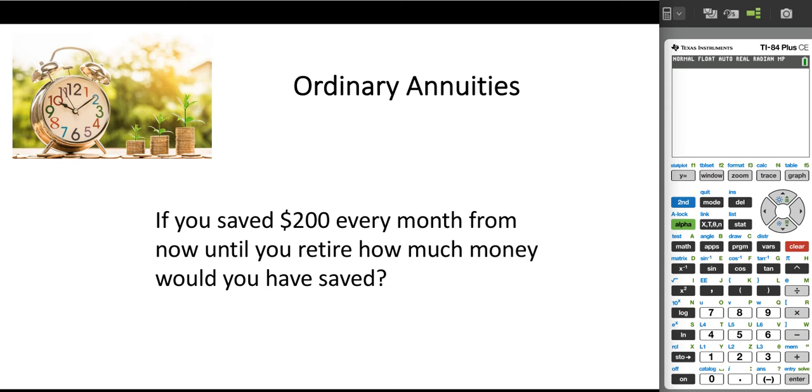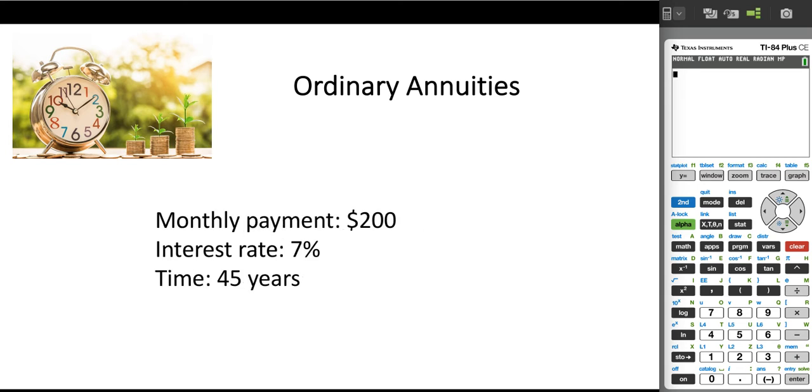So what we're going to do is calculate how much money you would have saved. Here are the particulars. You're going to make a monthly payment of $200 at an interest rate of 7% for 45 years. We're going to put that information in our calculator. I know there are formulas in your book, but I feel like they're somewhat complicated and it's easier to do on your calculator. So let's look at this.